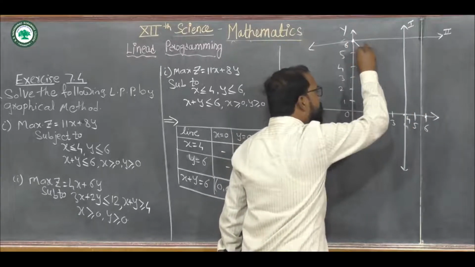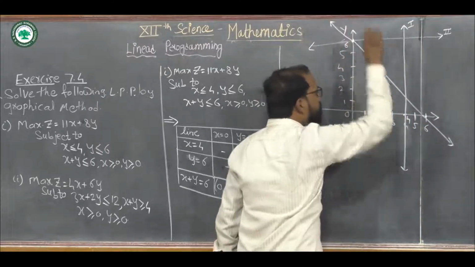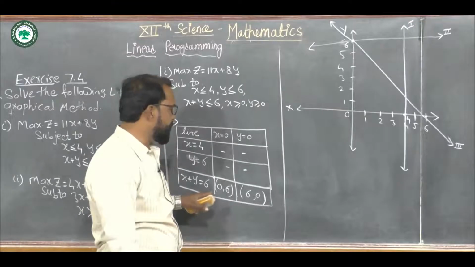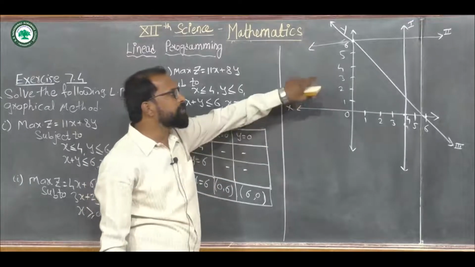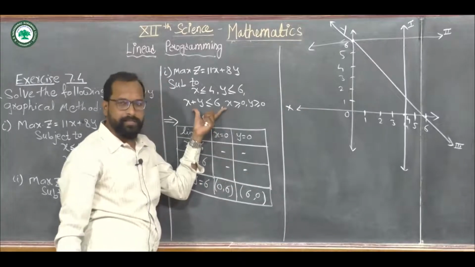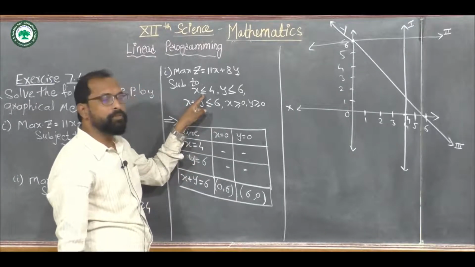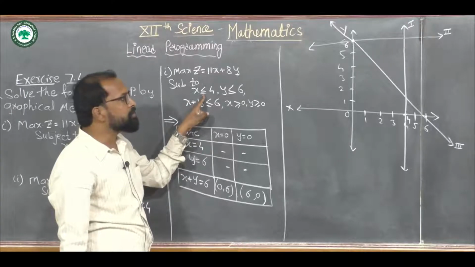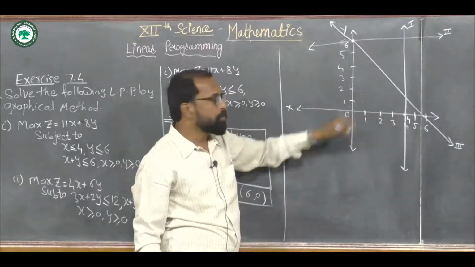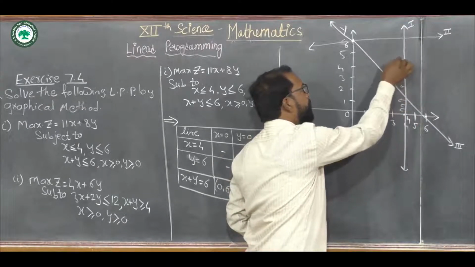By joining these 2 points by a line, this is our third line, that is x plus y equals to 6. Now to find the feasible region, that is the region which satisfies all these constraints, we consider the inequalities. Now for the first line, the inequality is of the type less than or equals to. So we have to consider the region towards the origin for the first line. So this is the region towards the origin for the first line.